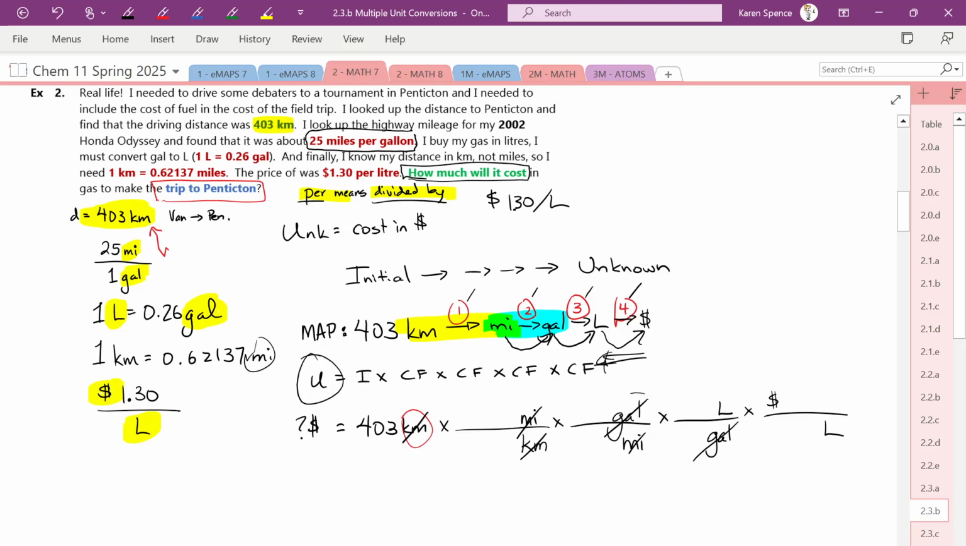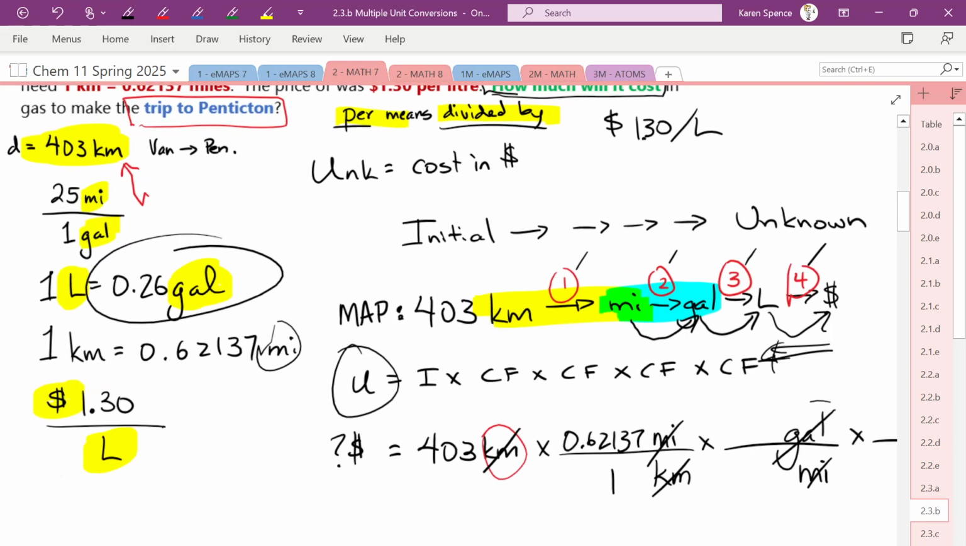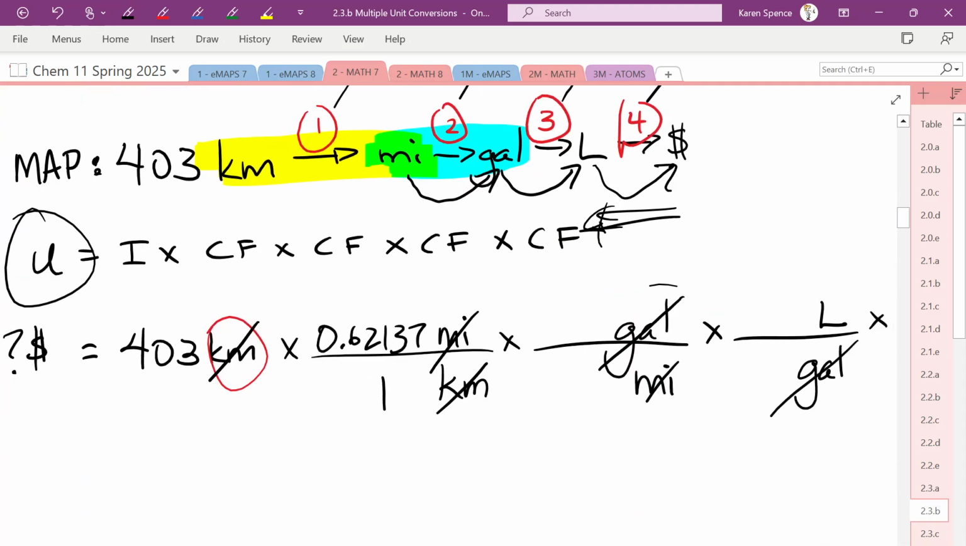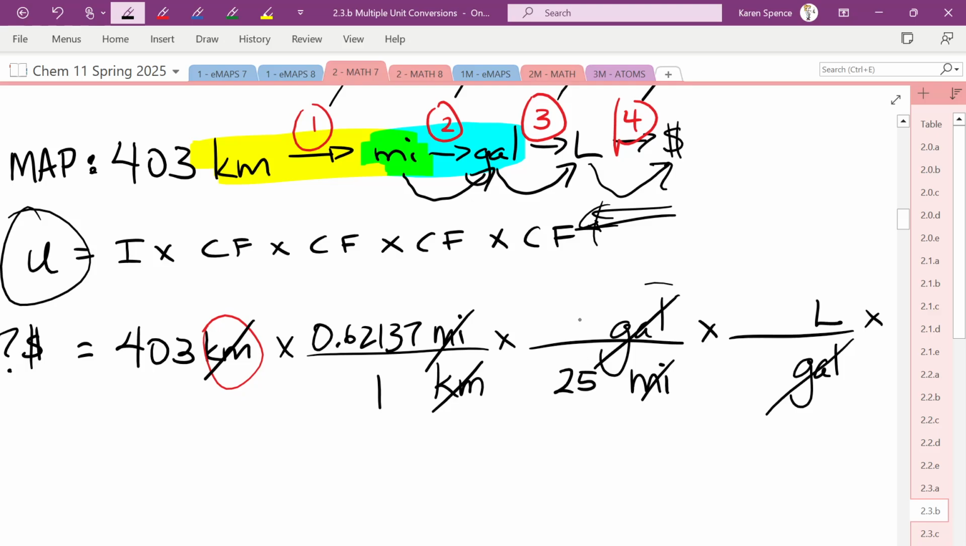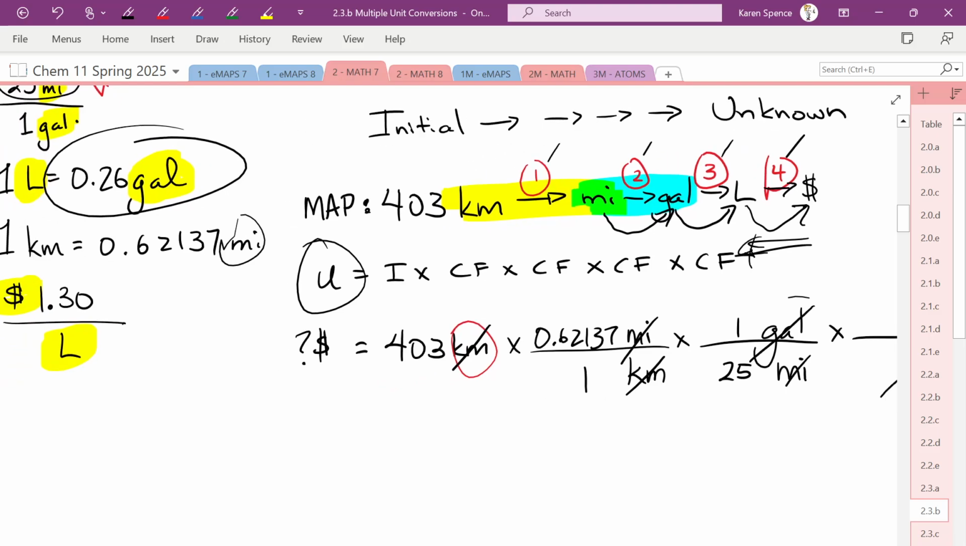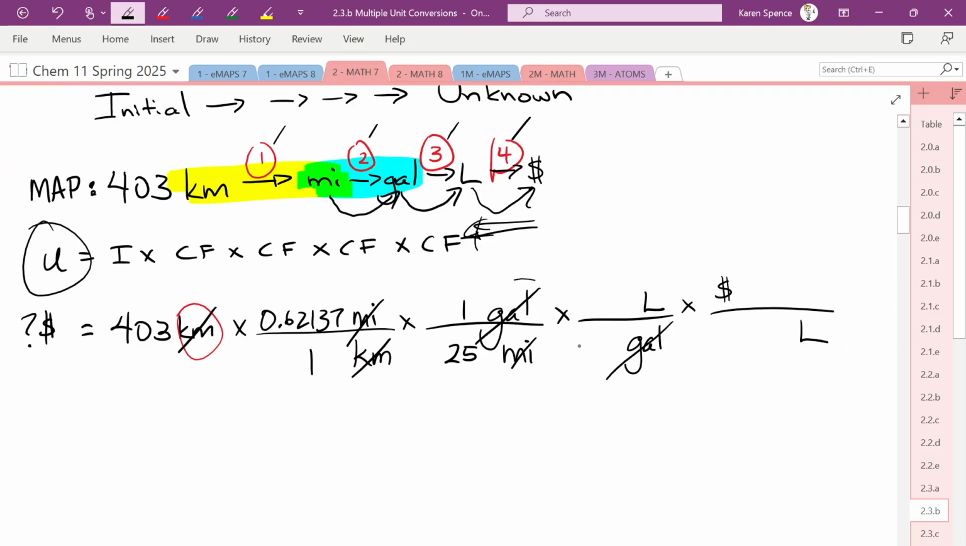Miles and kilometers. Oh, miles is long. It's 0.62137 miles per 1 kilometer. 0.26 gallons per, oh no, I want gallons per mile, not gallons per liter. So 25 miles per 1 gallon. Do you see how I had to flip that one over? Right? And now I want gallons and liters, so that's 0.26 gallons per 1 liter.